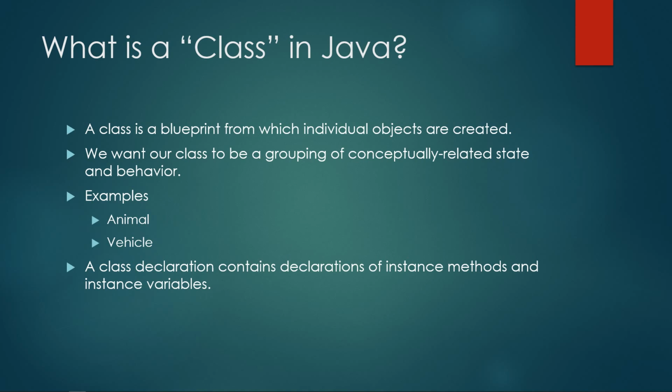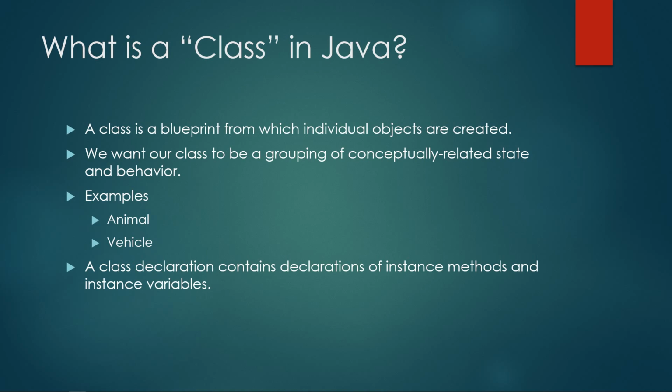Now if you take the first example, animal, let's take the dog and the cat. A very simple example, dog and a cat. If you look at them, they both have similar behaviors. For example, we can say both of them walk, eat, sleep, and so on. So that itself satisfies our second point. We want our class to be a grouping of conceptually related state and behavior.